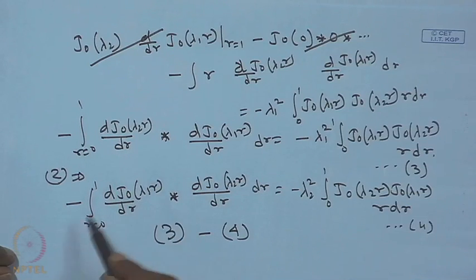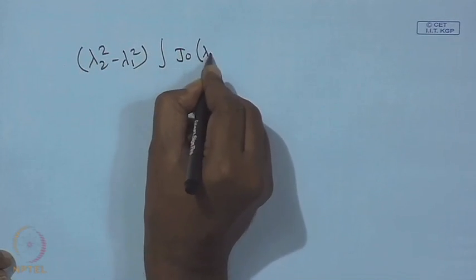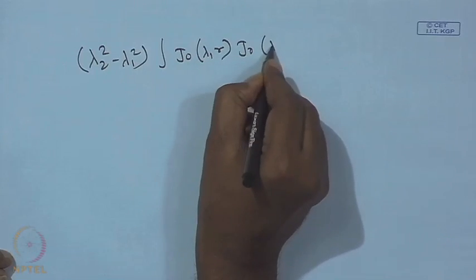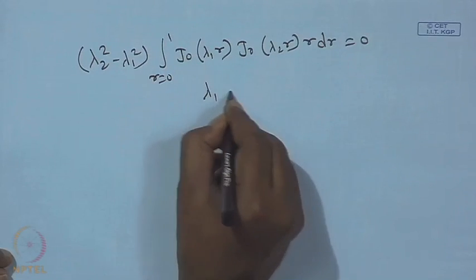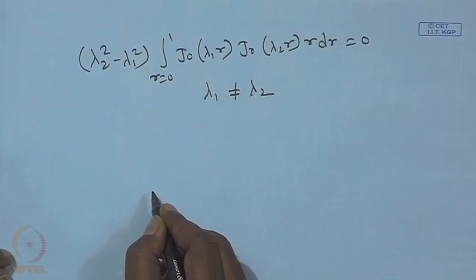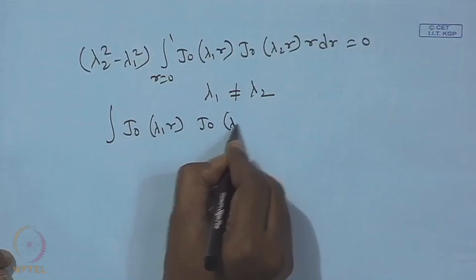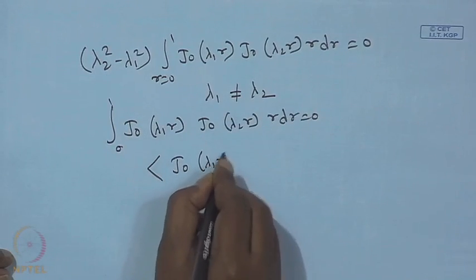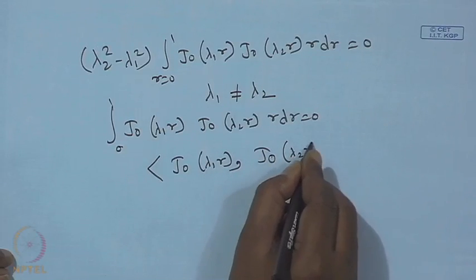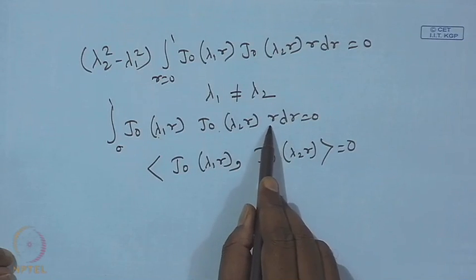So, they will be equal and opposite, so they will be cancelled out. And what will happen on the right hand side? On the right hand side, you will be getting (λ2 squared minus λ1 squared) integral J0(λ1 r) J0(λ2 r) dr is equal to 0 from r equal to 0 to 1. Now, λ1 and λ2 are not equal, they are distinct. That simply means, in order to satisfy this equation, the integral has to be 0. That means the inner product of J0(λ1 r) and J0(λ2 r) is 0. That means Bessel functions are orthogonal to each other with respect to the weight function r.